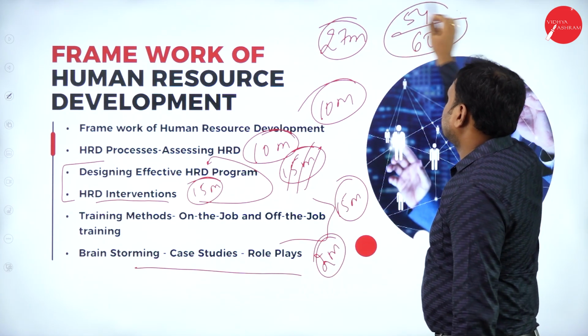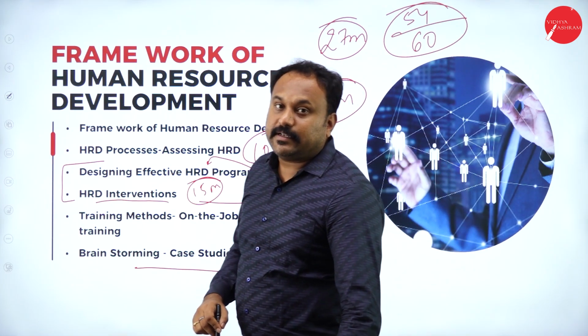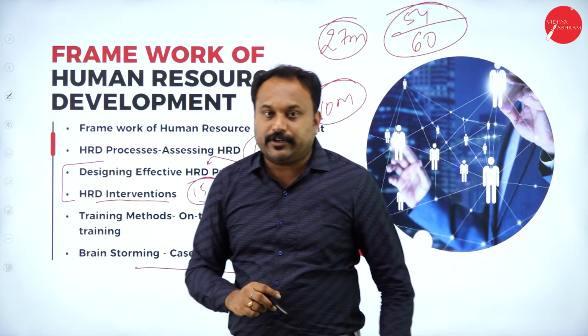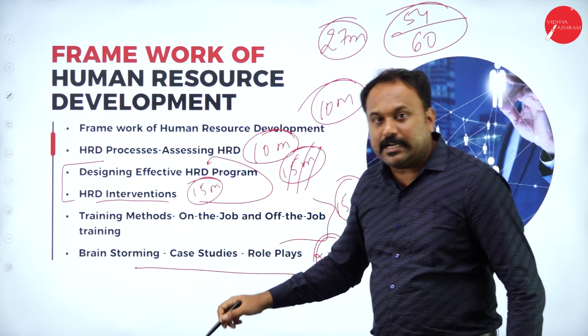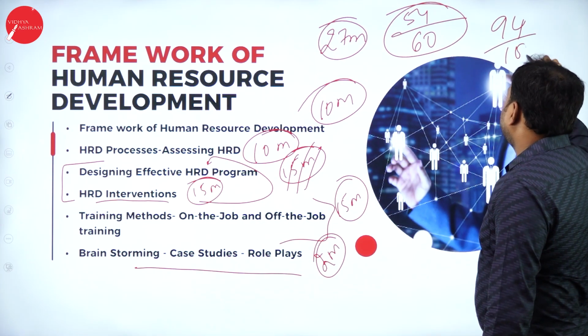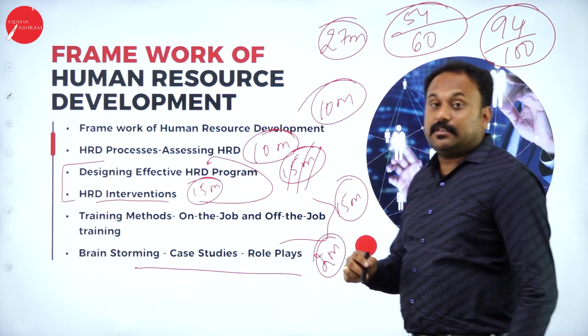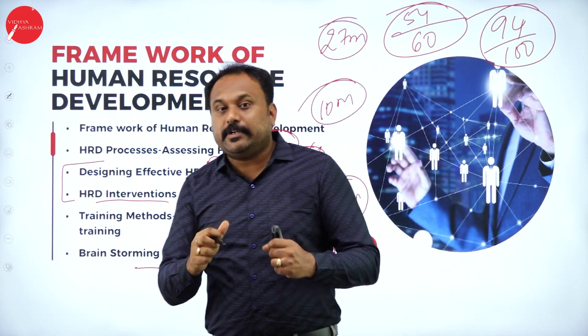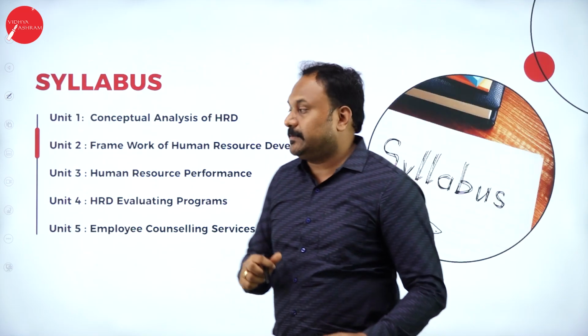out of 60. See, the 40 marks is the internal. If you get 40 on 40, and here if you study only 2 chapters, your marks will be somewhere around 94 out of 100. See, these are the things which you people need to know and be a smart worker.